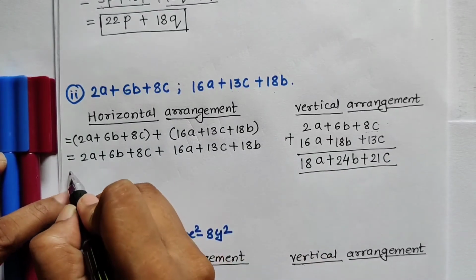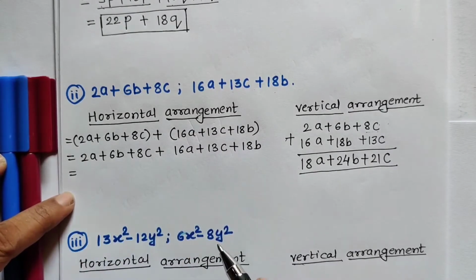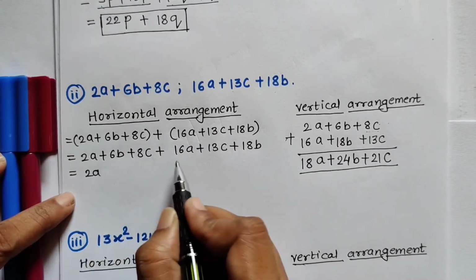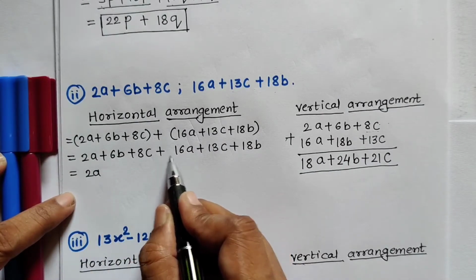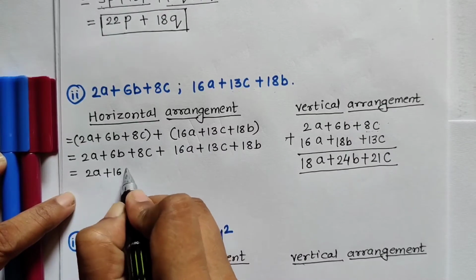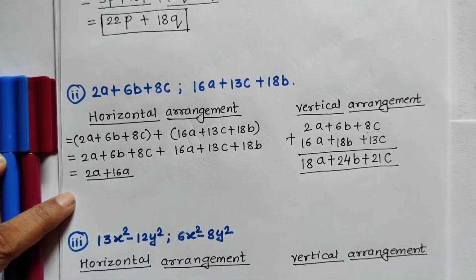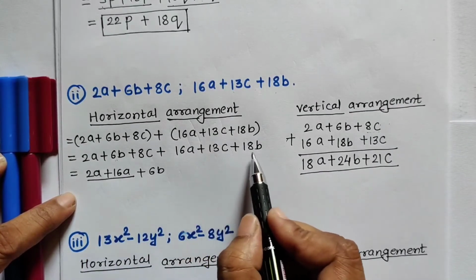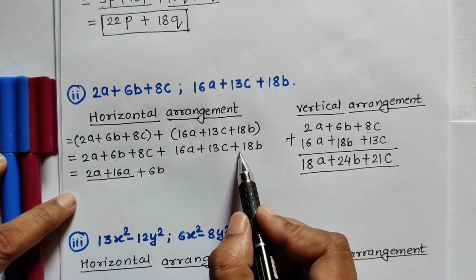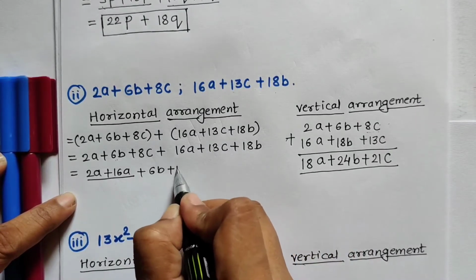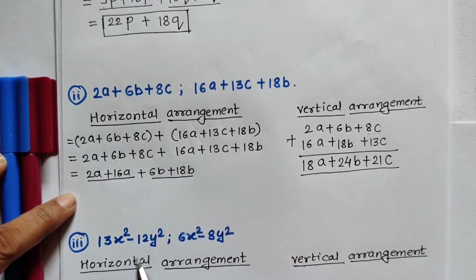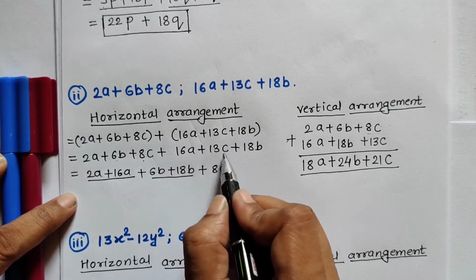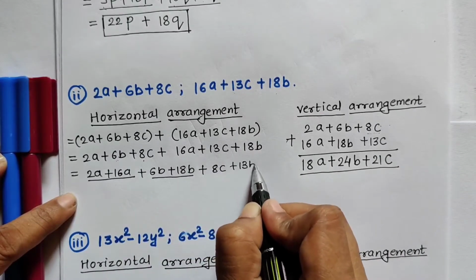Now the next step is to write the like terms close to each other. Write the like terms together. So 2a plus, which is the a term now, this is 16a, plus 16a. So plus 16a I am writing together. Now the next term is 6b, so plus 6b write here, and after that write the b term from the second trinomial. Here it is plus 18b, so I am writing plus 18b here, so they are together now. Plus 8c from this trinomial and plus 13c from the second trinomial.